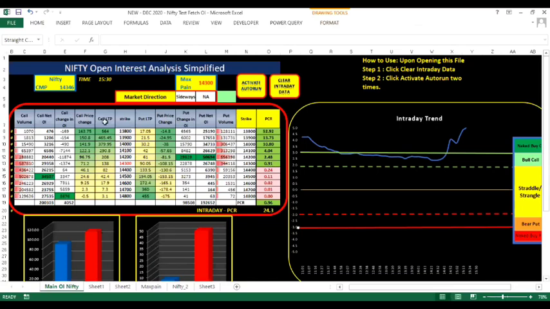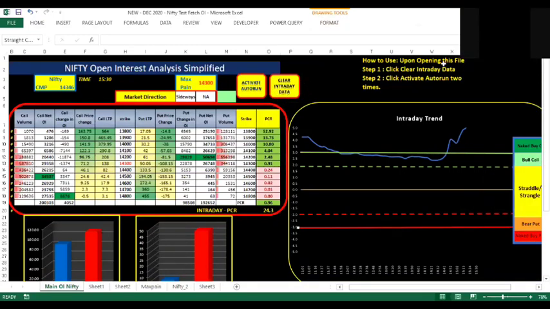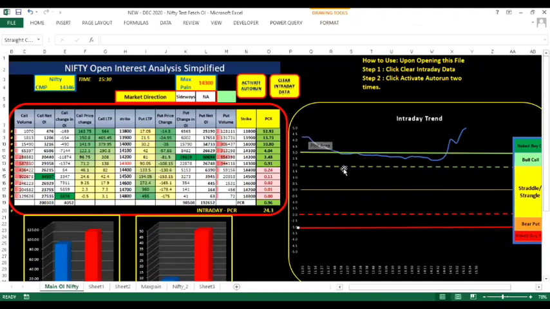Everything. So I'll explain how this is to be read. When we open our file every day morning, I have already mentioned the steps to be followed by any user. The first step is click clear intraday data. We have this button here. If I click it right now, it will only clean the graphical sheet here, because this is basically the intraday data captured by the system.